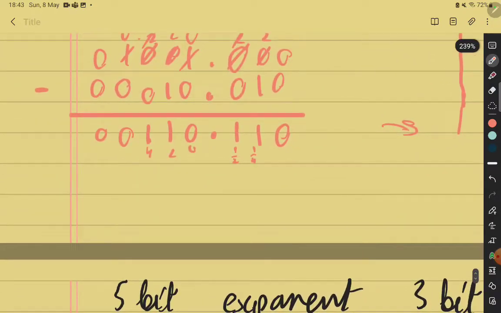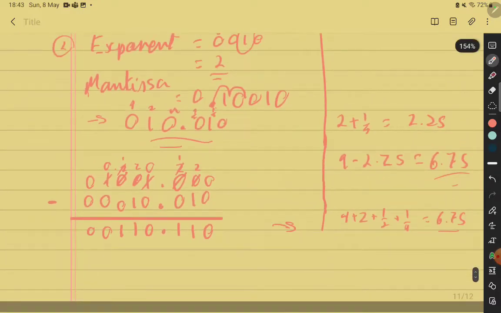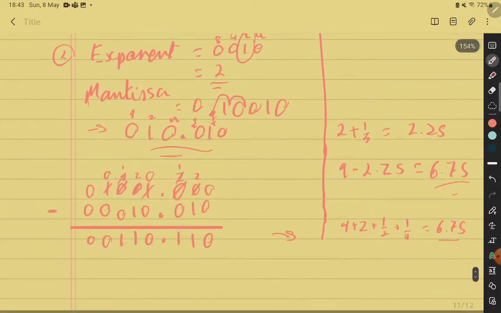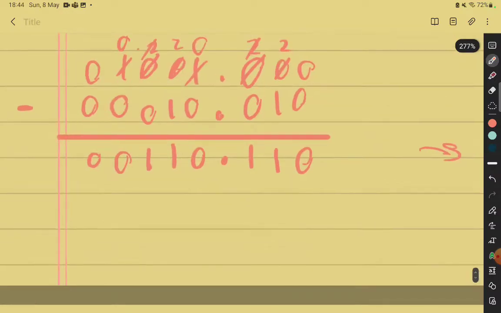However, we have to normalize that and express it in the above format. For it to be normalized, it should start with 0, 1 if it's positive, or 1, 0 if it's negative in 2's complement. However, this is clearly a positive number, so we can remove that extra 0 here, and we can remove that 0 there.